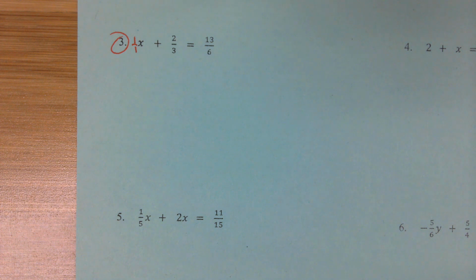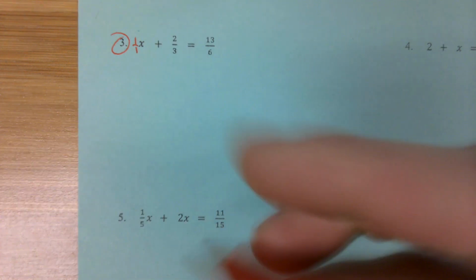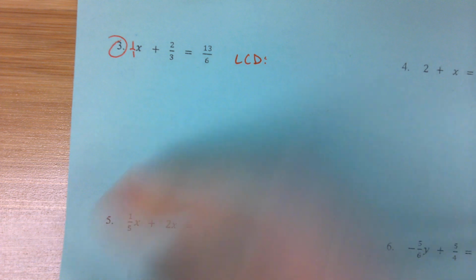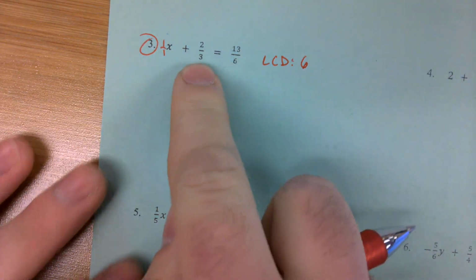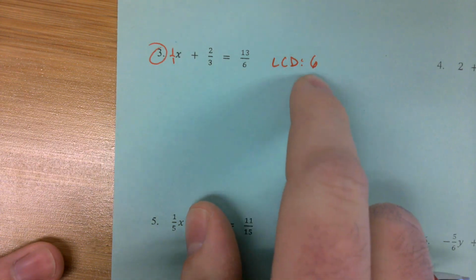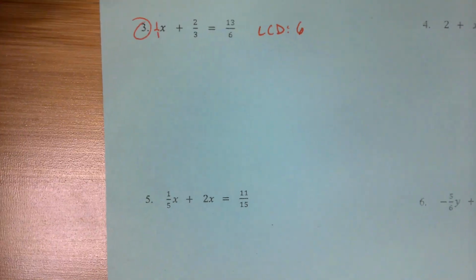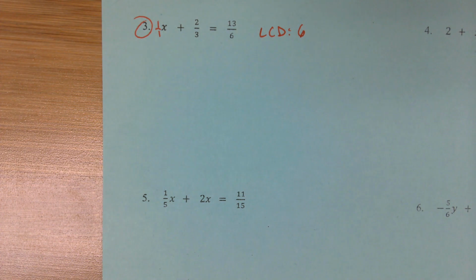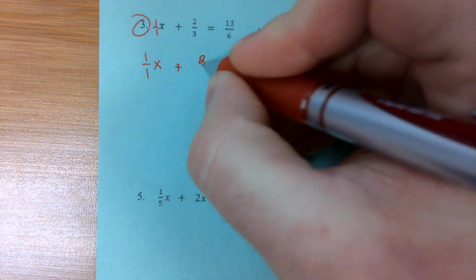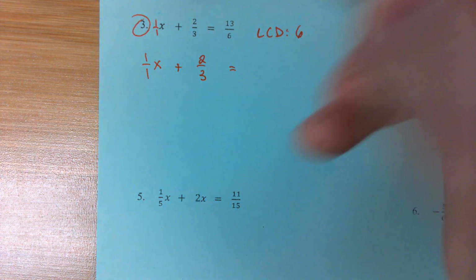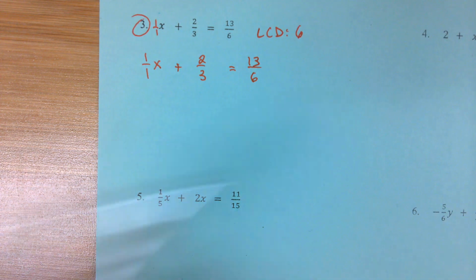So now we have three denominators, 1, 3, and 6. What's our LCD between those three numbers going to be? 6, right? We see that 3 is a factor of 6, so we know that our larger number is going to be the LCD. So that LCD tells us what we want each of our fraction's denominators to be. X has a coefficient of 1/1. Then we just have a constant of 2/3. And that's equal to 13/6.